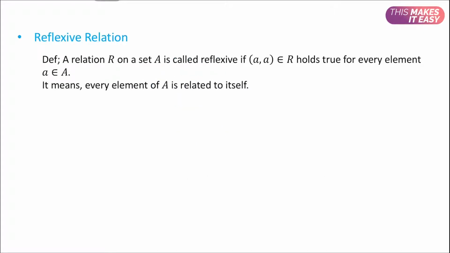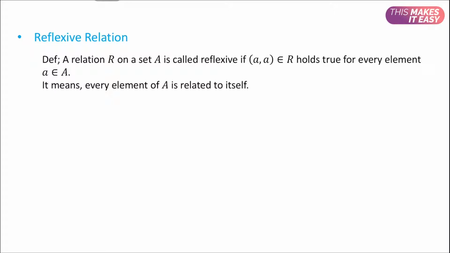The definition of a reflexive relation says that a relation R on a set A is called reflexive if the pair (a, a) is an element of the relation, and this holds true for every element a. It means every element of A is related to itself.